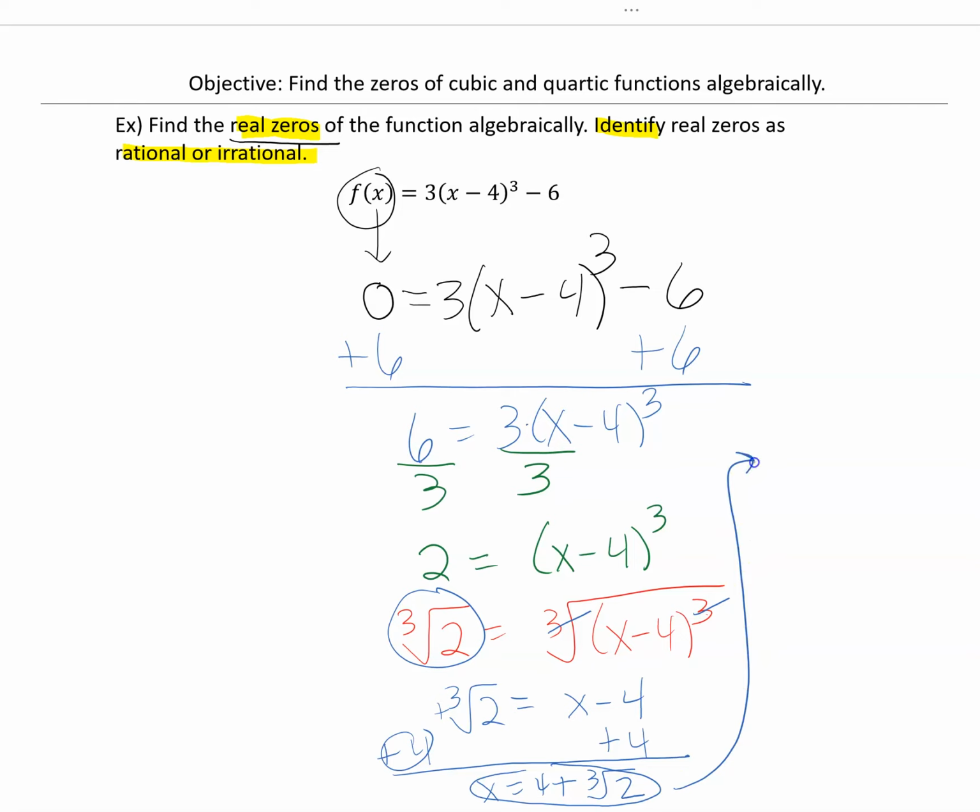So our conclusion would be that the 0 is equal to 4 plus the cube root of 2. And because it involves the cube root of 2, this would be an irrational value. And that finishes up both parts of the problem. All right, let's take a look at another problem.